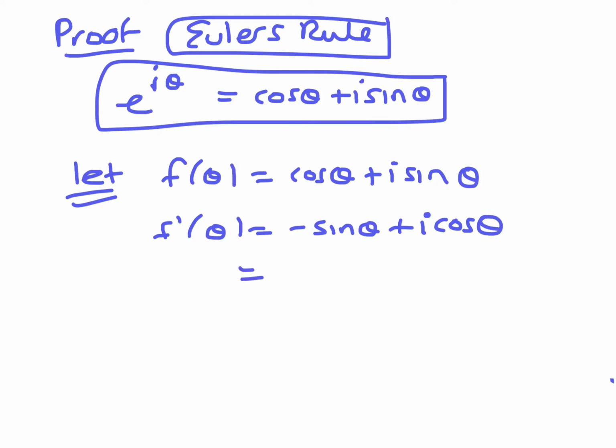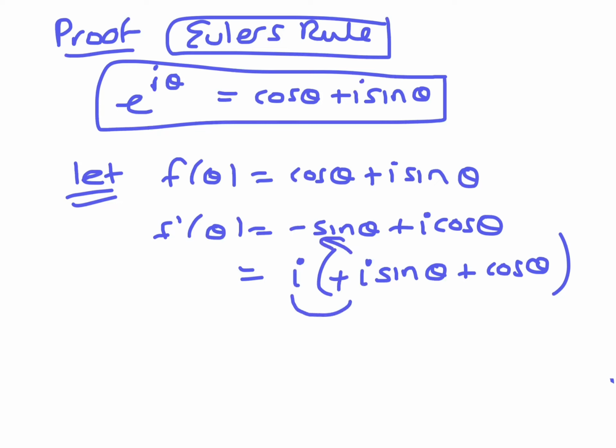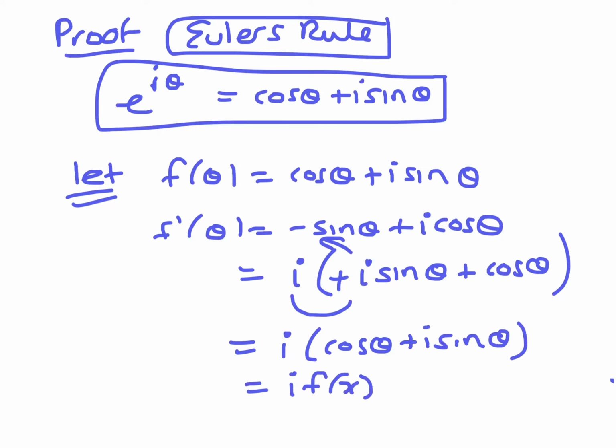Now, if you factorise an i out of there, you will get minus... Now I'm just checking the sign there. If I took an i out, this is going to be plus for it to go back to minus sine theta. So that means that's going to be i cos theta plus i sine theta, which equals i f of theta.